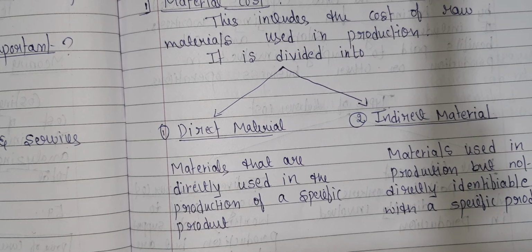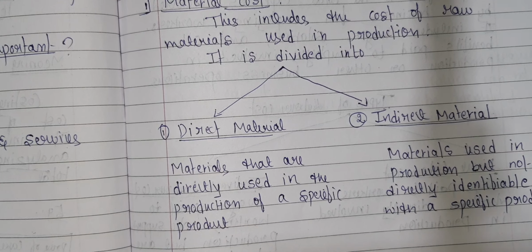Here I will explain this direct and indirect material through one example. For example, take that we are making a cake. Here, what are the direct materials we will use? Direct materials means the materials that are used directly in the production of a product or service.